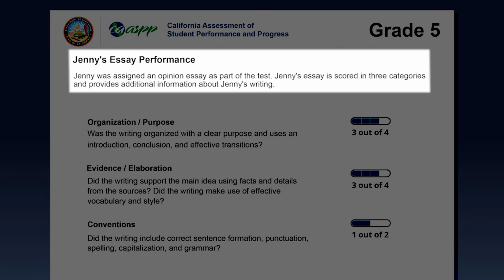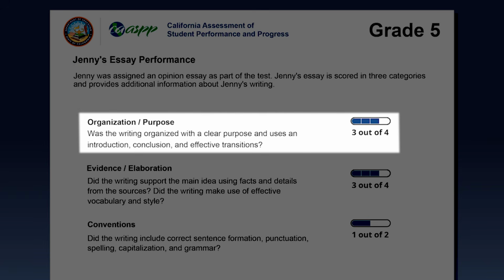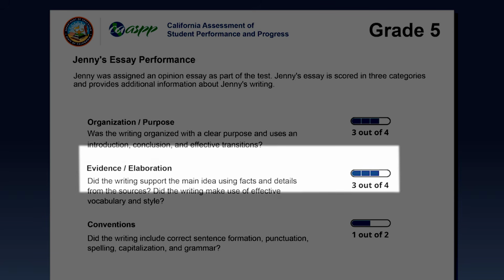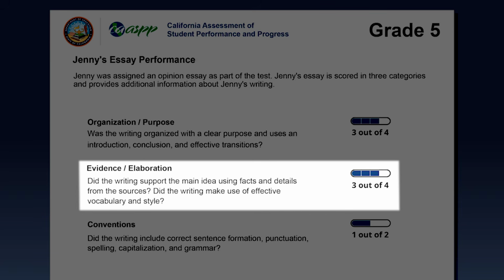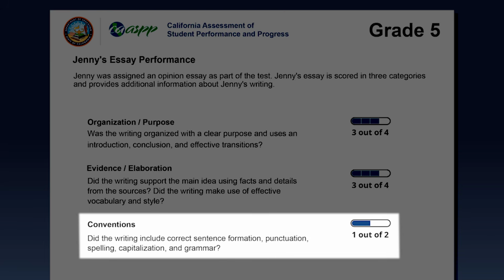This section explains that Jenny's essay was scored in 3 categories. The first is organization and purpose. She scored 3 out of 4 points. The second category is evidence and elaboration. She scored 3 out of 4 points. The third category is conventions. Jenny scored 1 out of 2 points.